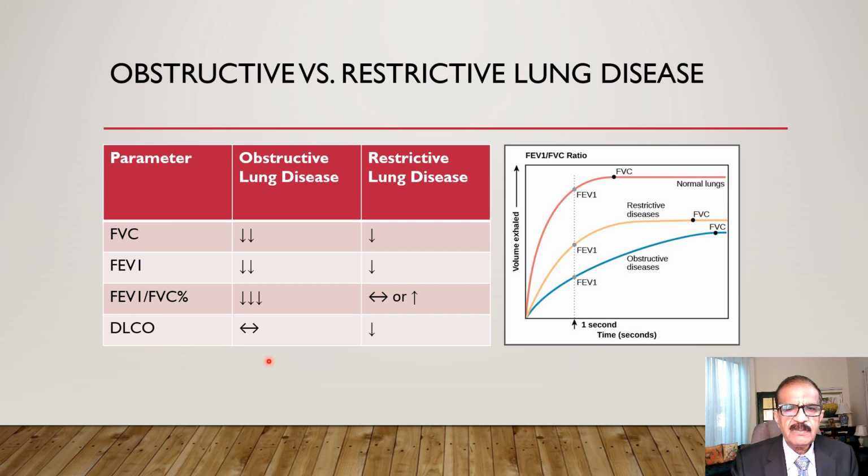So I hope with this comparison you have understood how pulmonary function tests can help to differentiate obstructive airway disease from restrictive lung disease, and also to quantitate. For example, if this curve was here, that would mean a lesser problem. If this curve was here, then it would mean more problem, more obstruction.